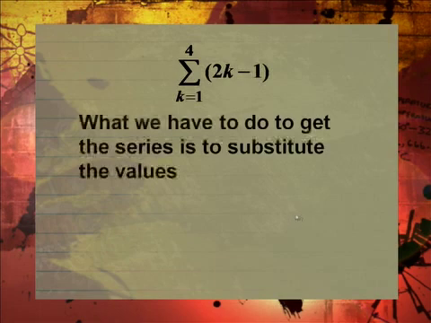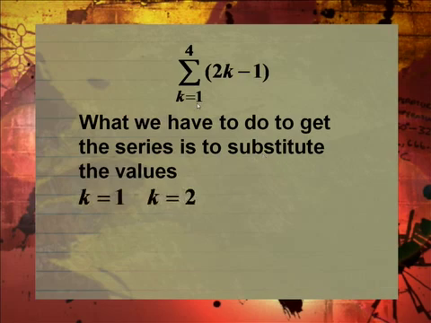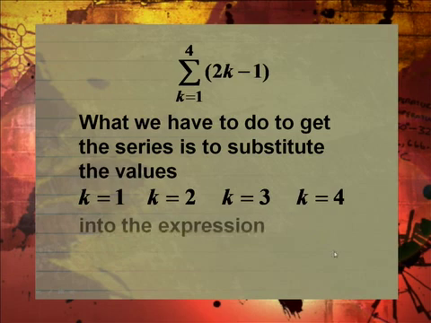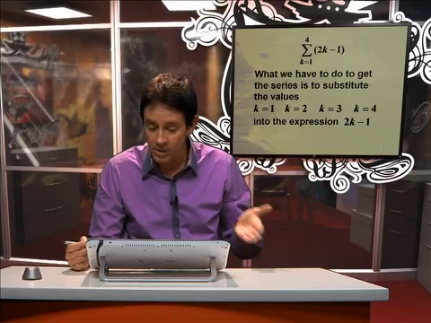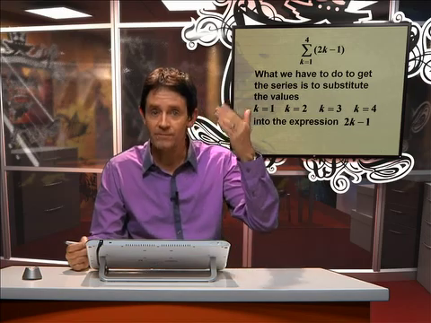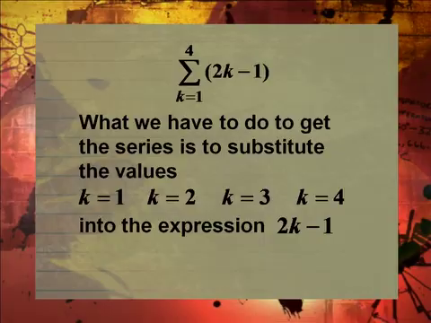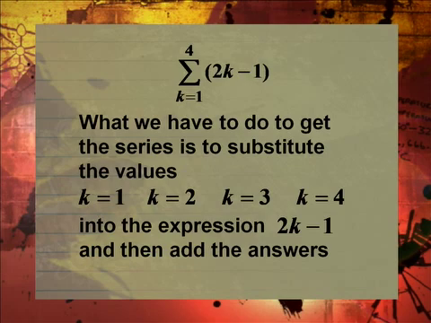Well, to get the series we substitute the values. Now look at that, k equals 1, 2, 3, and we stop at 4. So you start at 1 and you go 2, 3, 4, and you get some k values, which we're going to substitute into this expression there. And then we're going to add them up. So you start at 1 and stop at 4, and there you go. And we then add the answers.